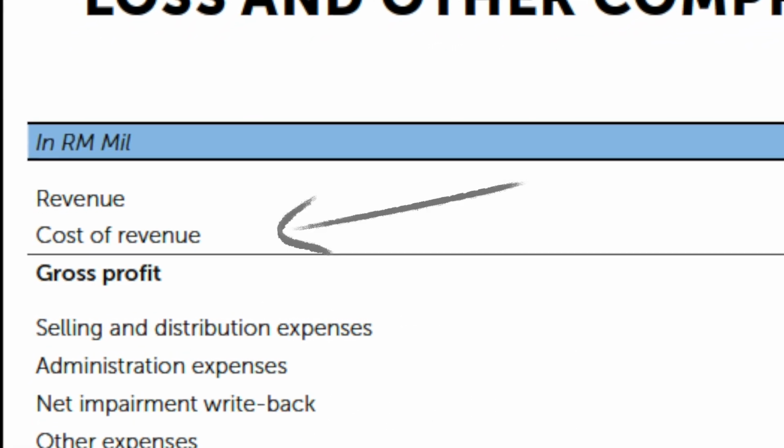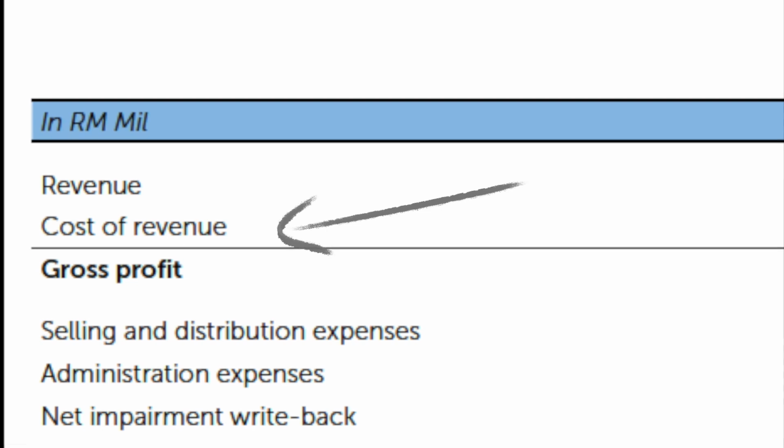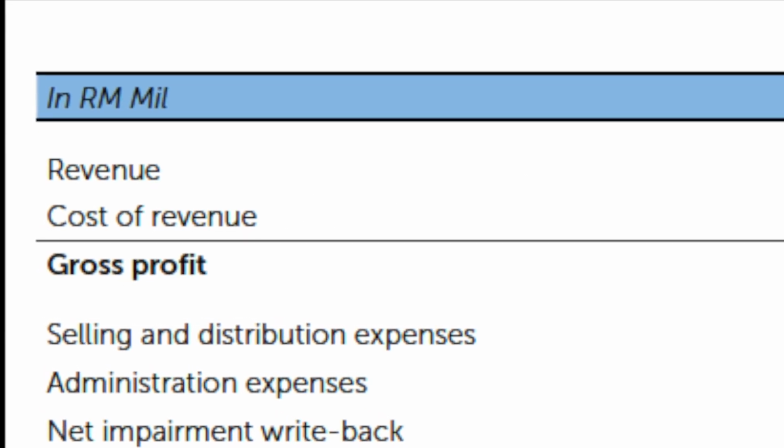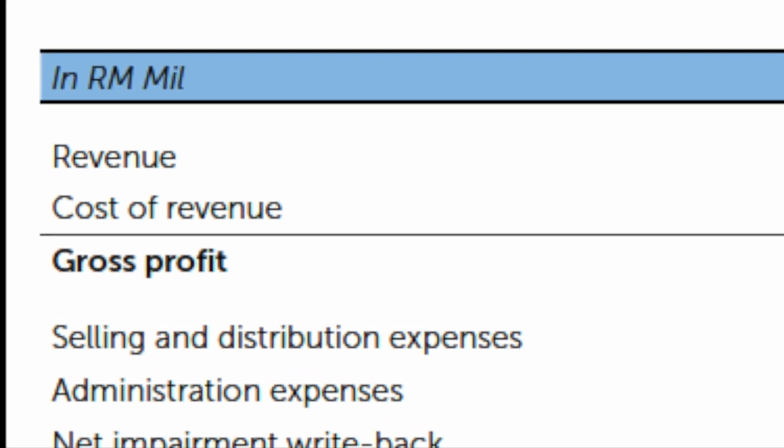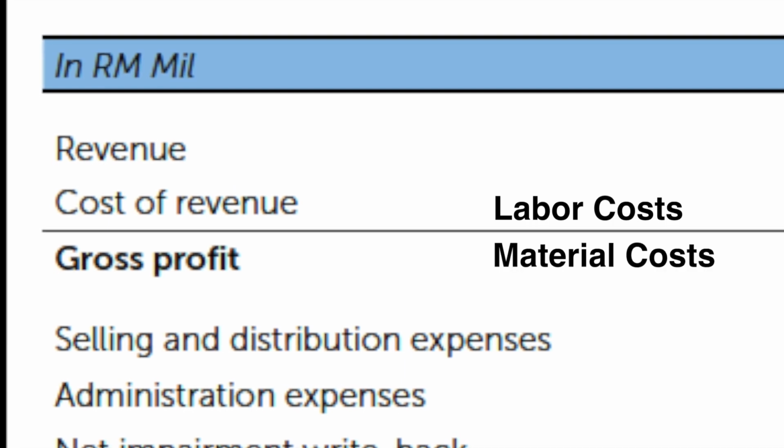The cost of goods sold tells us the direct costs that are linked to the production of the revenue, for example, labor costs and also material costs. So usually when you subtract the cost of goods sold from the revenue, you will end up with the gross profit.